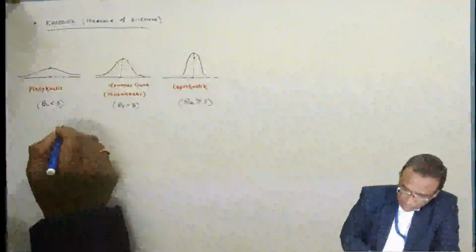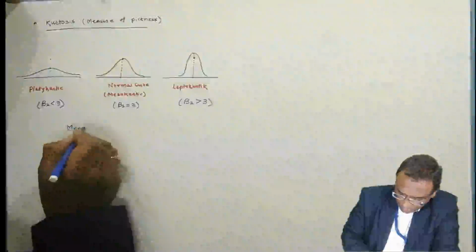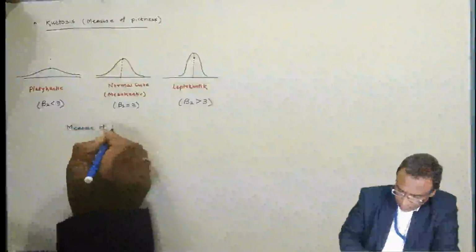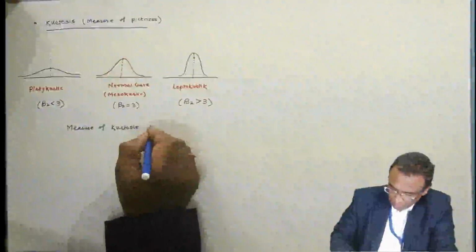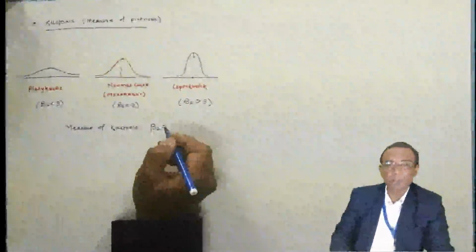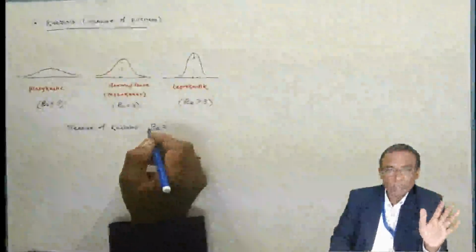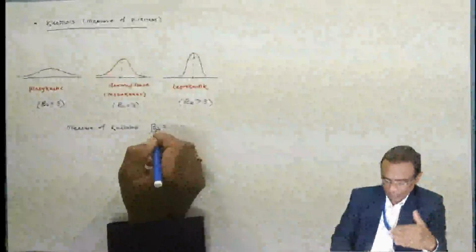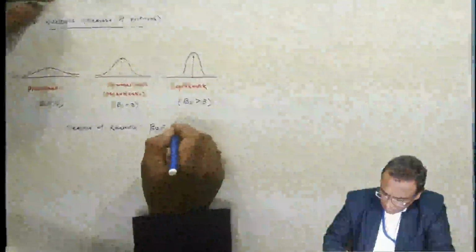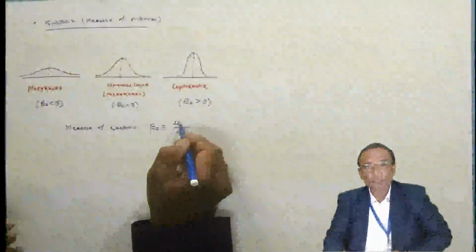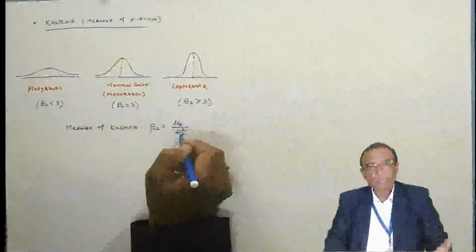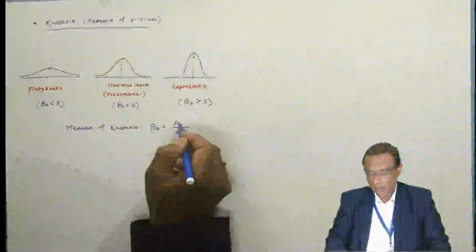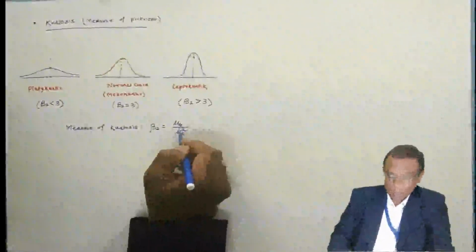Now, the formula for the measure of kurtosis. The measure of skewness we have written. Now the measure of kurtosis is denoted by beta 2. The measure of skewness was denoted by beta 1. The measure of kurtosis, I am denoting it by beta 2, and it is equal to mu 4 divided by mu 2 square. What is mu 4? Mu 4 is the fourth moment about the mean, and mu 2 is the second moment about the mean, and the square of the second moment is there.